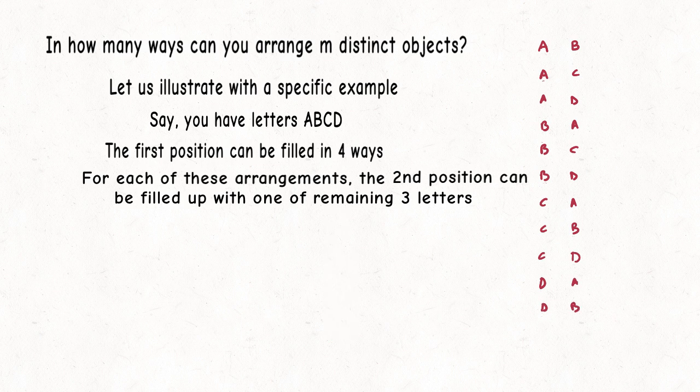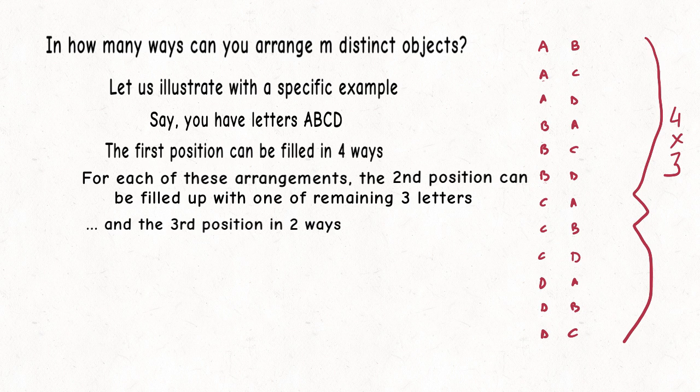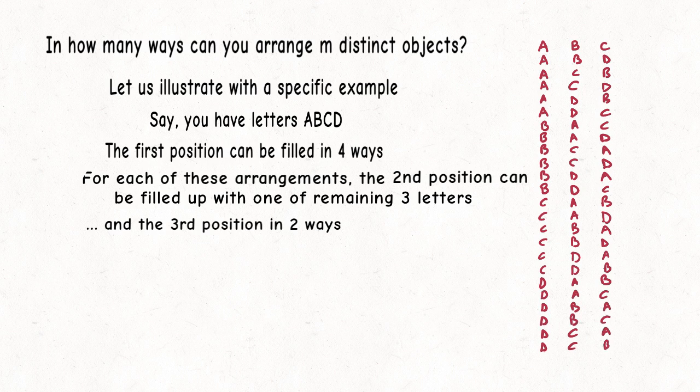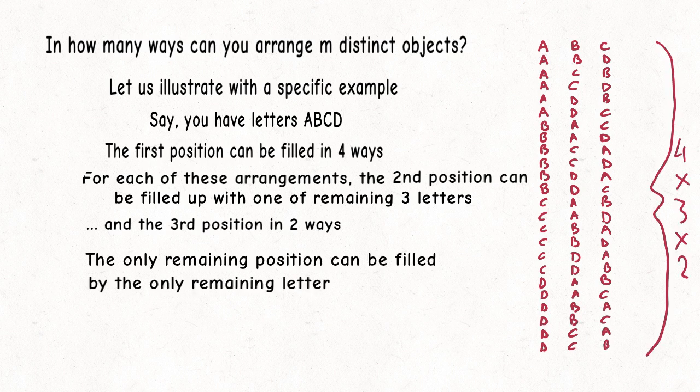Now for each of these 12 rows, you have 2 letters left, either of which can be put into the third position. Which means that these 12 rows multiply into 2 for each row, and you're left with 24 rows. And of course, the last position letter is automatically fixed. You're left with only 1 letter.